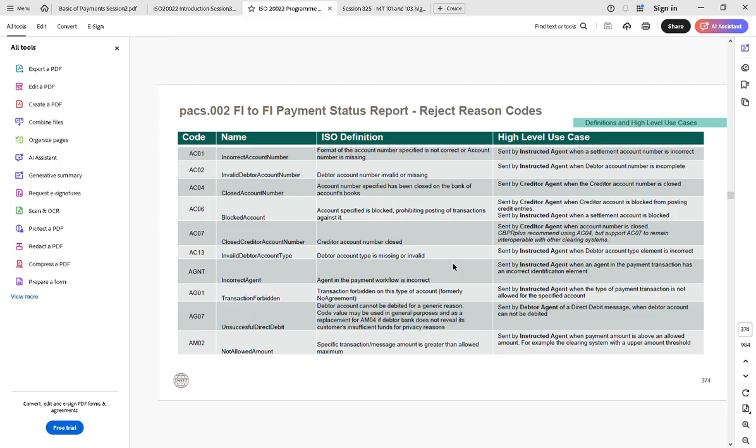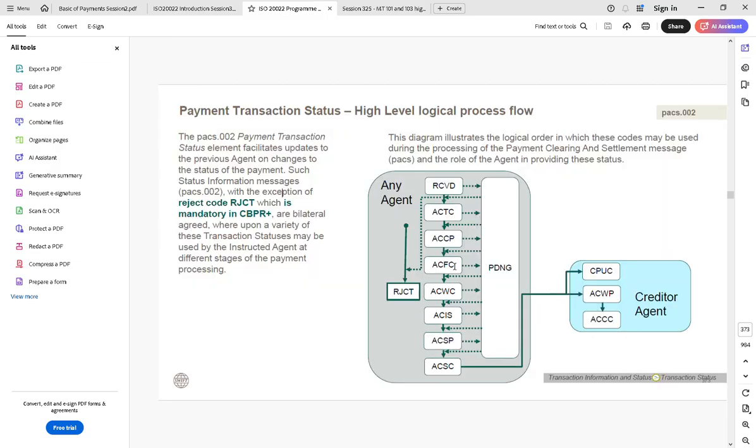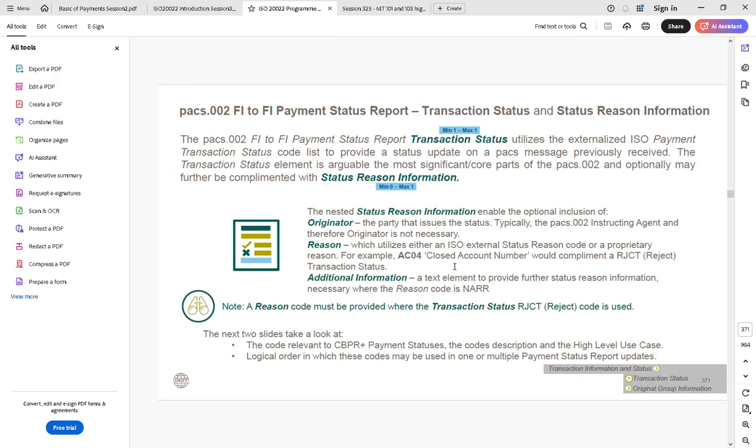What did you miss? Tell me the diagram. Which diagram did you miss? This one?